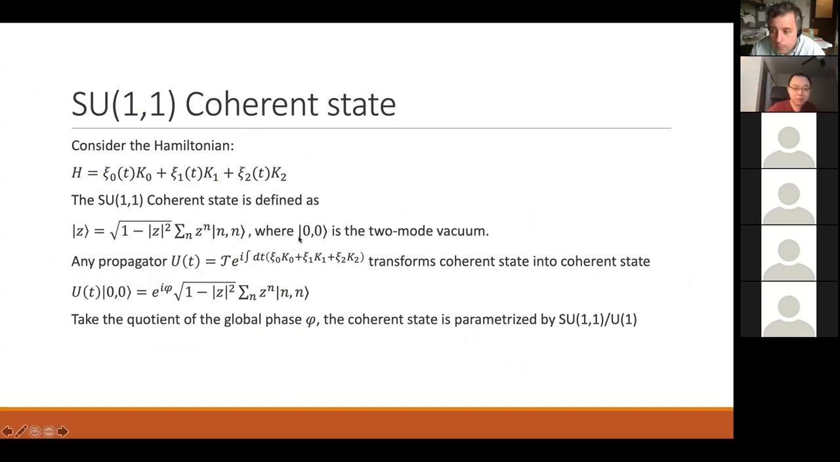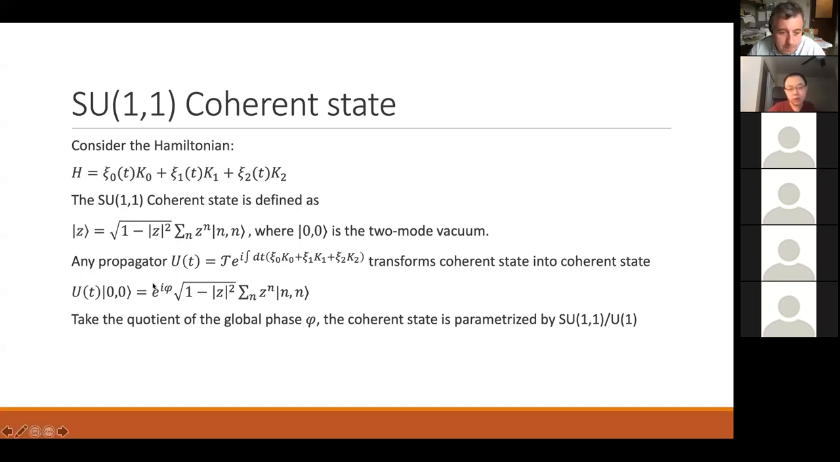Okay, so we just defined this SU(1,1) coherent state from those eigenstates of the two mode quantum harmonic oscillator. And after the definition of this coherent state, we can see that any propagator, even if we are considering a time-dependent Hamiltonian, so here it means that if my scattering length is time-dependent, any propagator, which is a time ordering product of this Hamiltonian, will transform a coherent state into another coherent state.